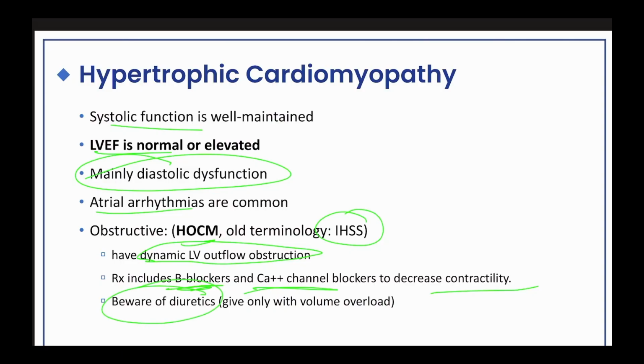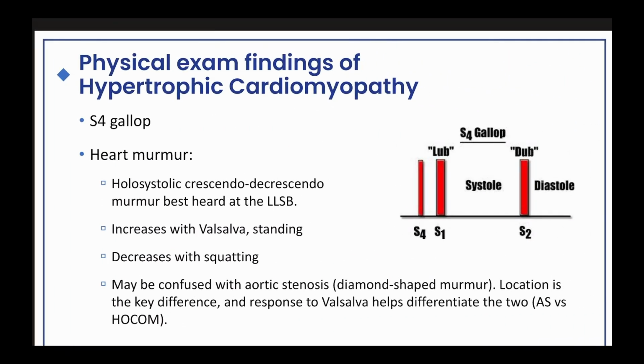Beware of diuretics. What will a diuretic do to preload in this patient? Decrease it, right? These patients with a decreased preload will go into a worse heart failure. You can't reduce the preload. They need that support to get the blood out, that pressure there. Only if they have volume overload do you give diuretics. But in hypertrophic cardiomyopathy, do not give diuretics, as they reduce preload too much.